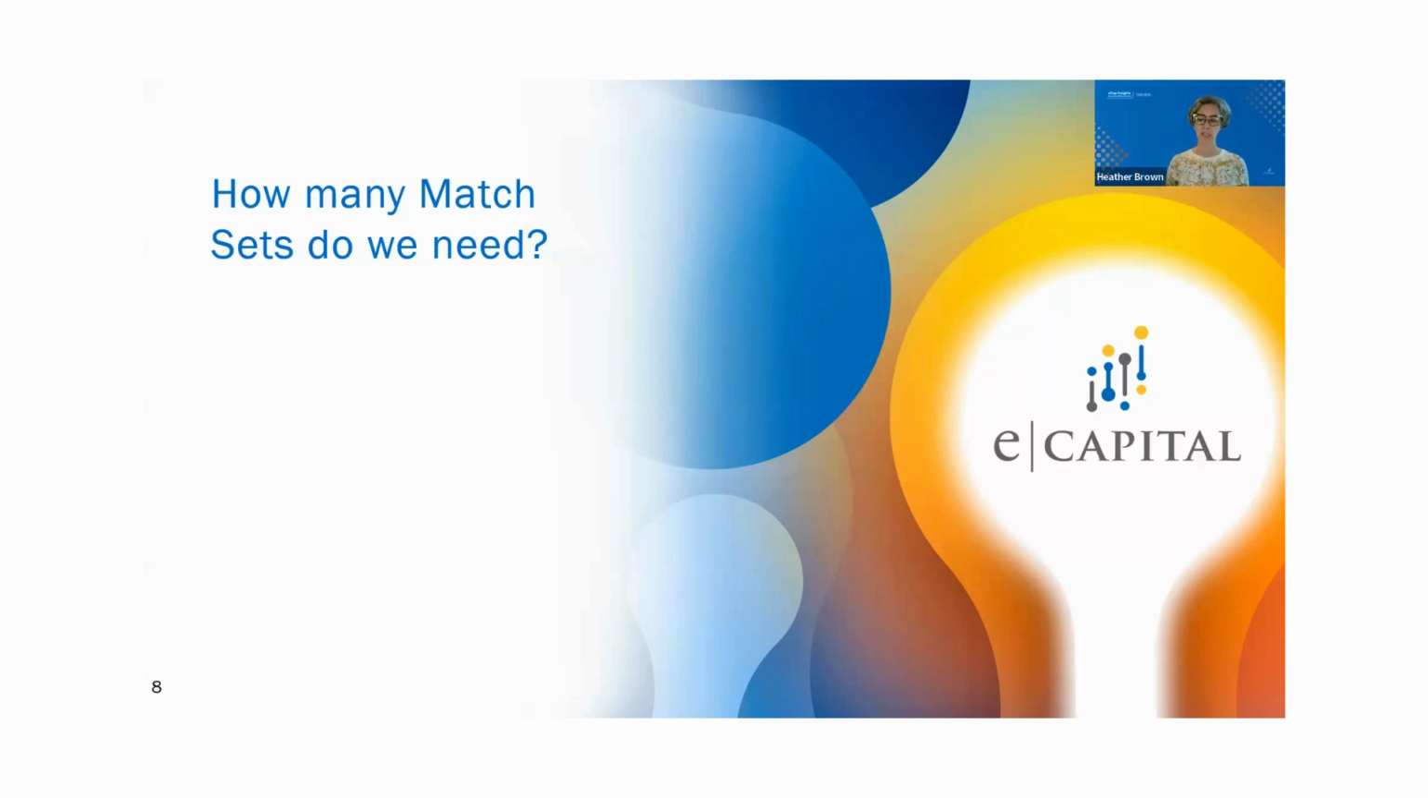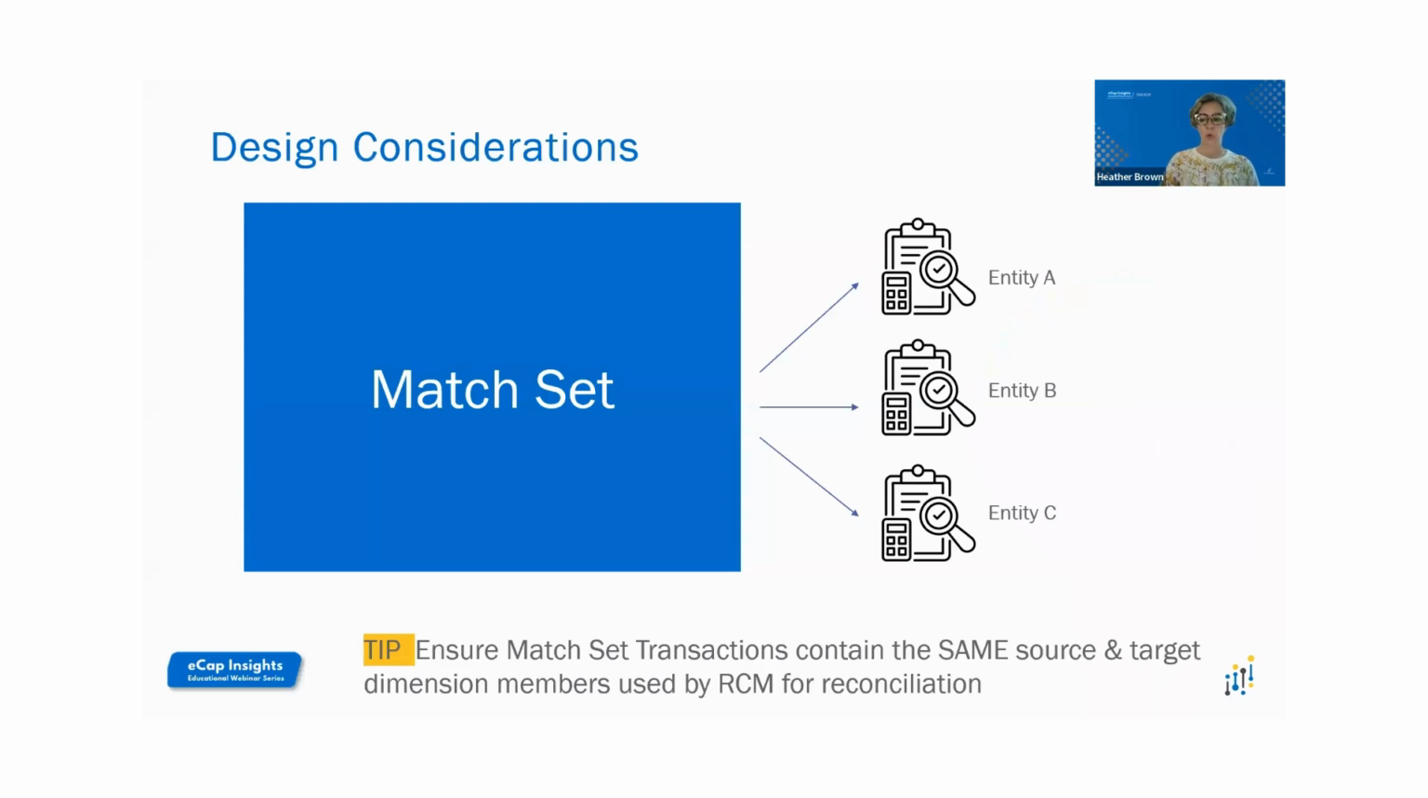And if you split transactions that could share the same sets of match rules into different match sets, you're going to have a higher maintenance burden to live with. Every time you have to adjust a match rule, then you're going to have to go into all those different match sets to do the updates.